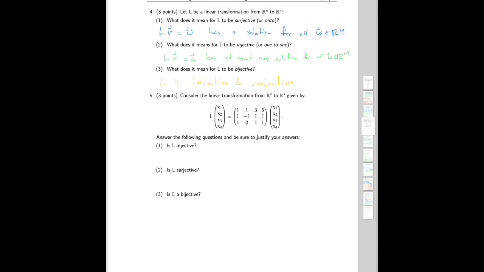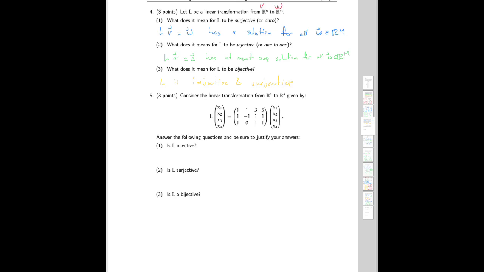Okay, so this is question 4 and 5. In question number 4, it says, let L be a linear transformation from Rn to Rm. What does it mean for L to be surjective or onto? And notice, let me just mention, these definitions also work in the slightly more abstract setting where L is just going from a vector space V to a vector space W.